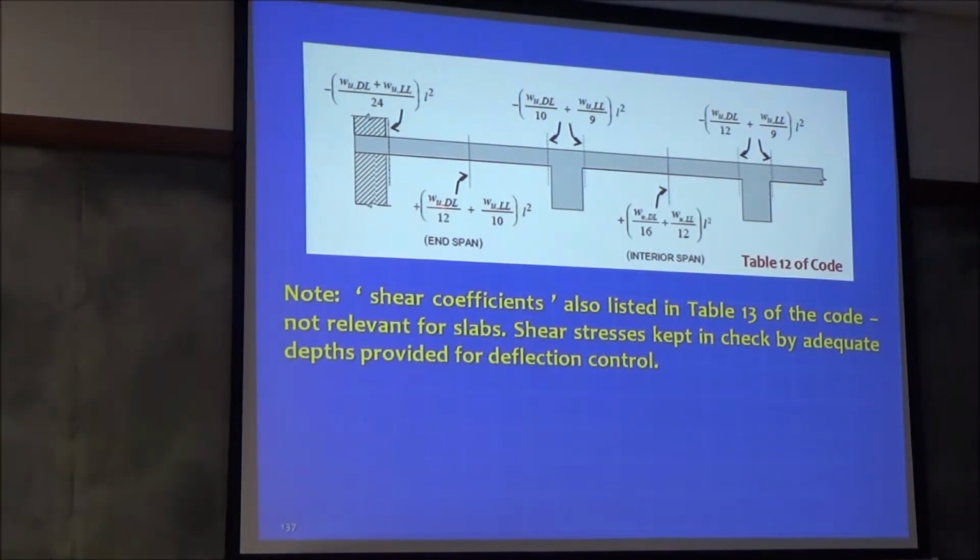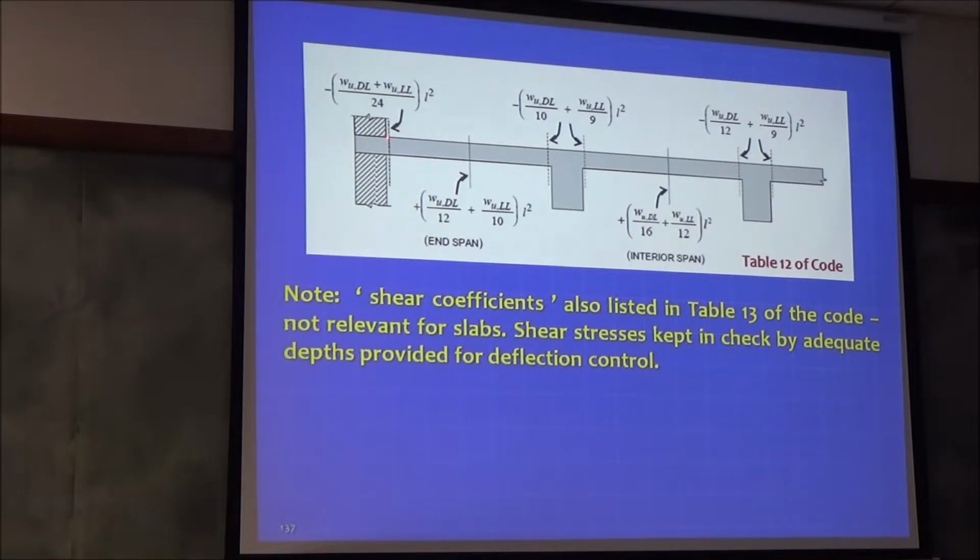So it's W dead load into L squared by 12 plus W live load into L squared by 12. This is called the end span. The interior span is WL squared by 16 plus WL squared by 12. In the internal, the negative moment at the first interior support is WL squared by 10 plus WL squared by 9 for live load, and it's less. These are values given in the code.